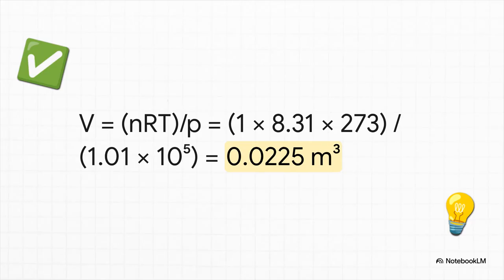All we have to do is rearrange the formula to solve for V, plug in all our numbers, and we get 0.0225 cubic meters. Now that's the same as 22.5 liters, and that is a super useful number to keep in your back pocket. 1 mole of pretty much any gas at STP takes up about 22.5 liters of space.